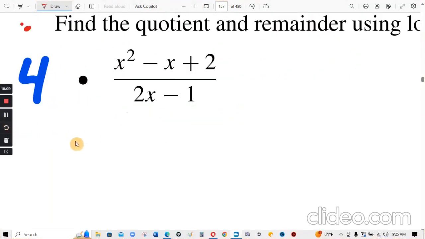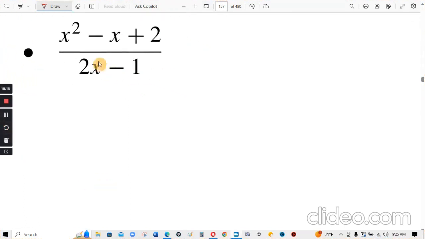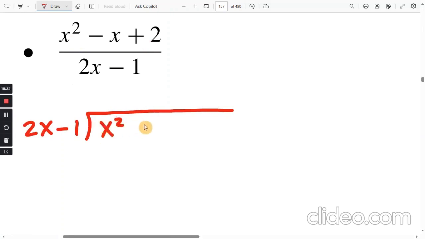All right, example 4. This one is a little bit tricky because you're going to end up with fractions in the quotient. But as always, the part you're dividing by, the 2x minus 1, goes out front. So we have the 2x minus 1, and that is going to be divided into x squared minus x plus 2. If you want to try it, hit pause and try this one, but you're going to get fractions in the quotient.